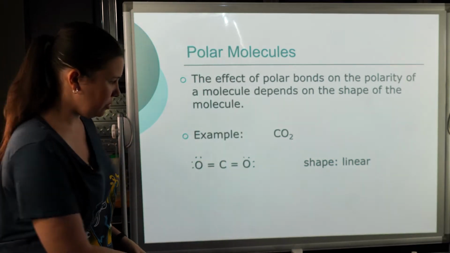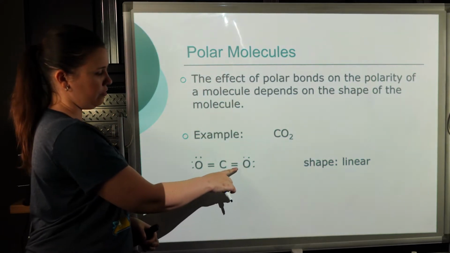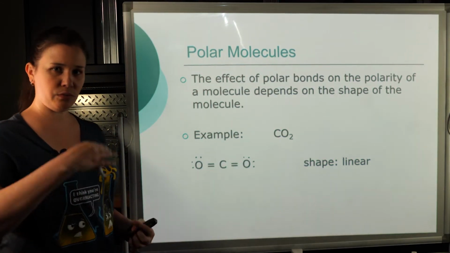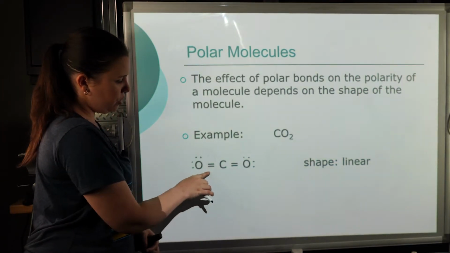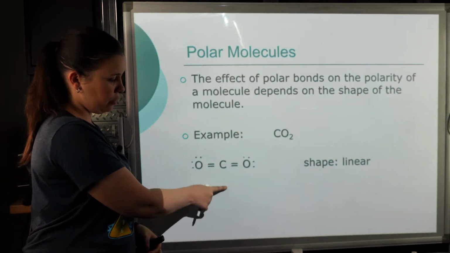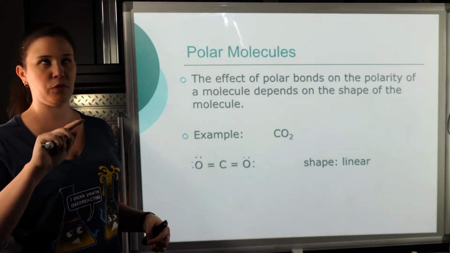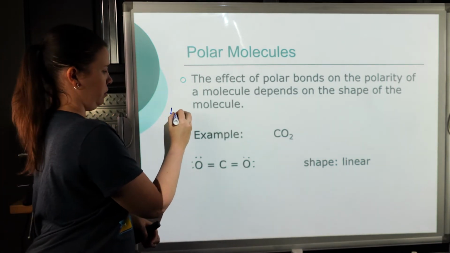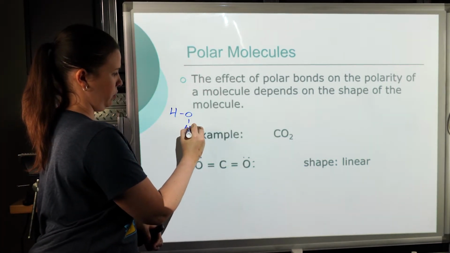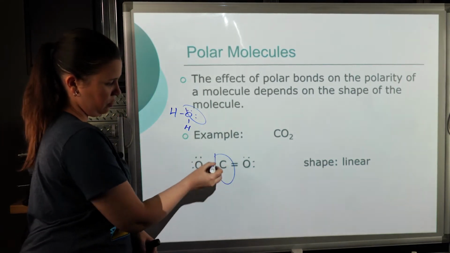So carbon dioxide is a perfect example of this. With carbon dioxide, I have 2 double bonds. If you draw the correct Lewis structure, needed, available, shared, you end up with the 2 double bonds and no lone pairs on the carbon. Remember how the water was bent because it had lone pairs on the oxygen? Let me just draw that real quick. It was the lone pairs that caused it to bend.